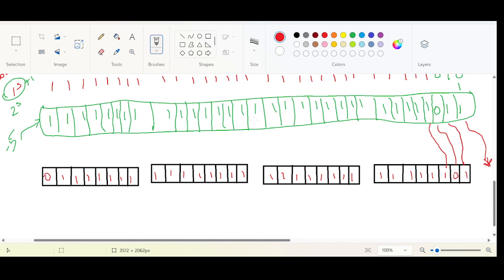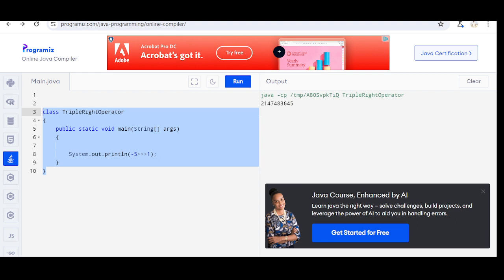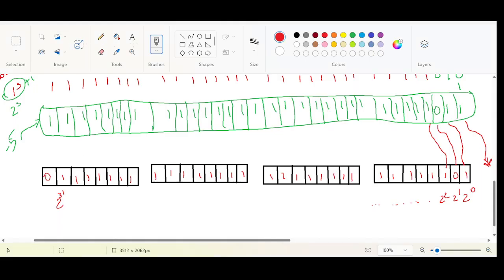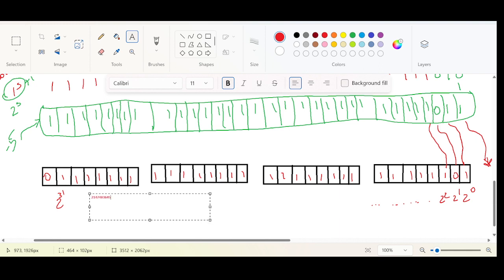Now convert this big binary number into a decimal number. If you do the conversion, just keep adding 2 to the power of 0, 2 to the power of 1, 2 to the power of 2, and like that, up to 2 to the power of 31. As simply as that, you will get this value. If you have time, you can do this. Now you are able to understand why the value is so big for the triple right shift operator. If you consider all of this as a binary number and do the decimal conversion, this is the value that you are going to get.